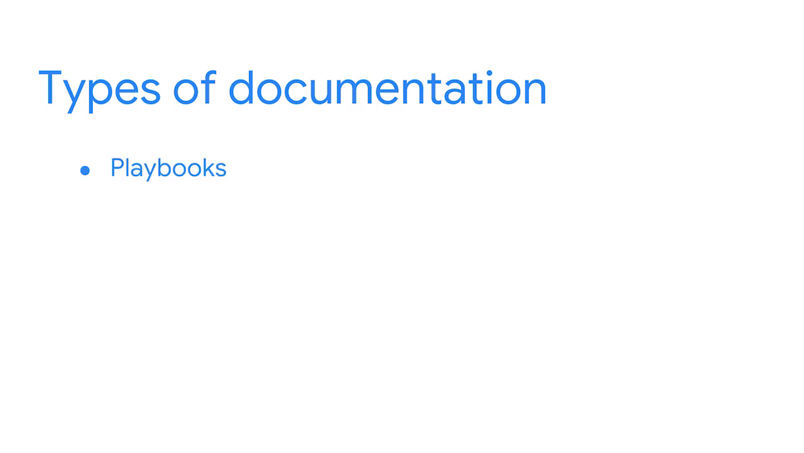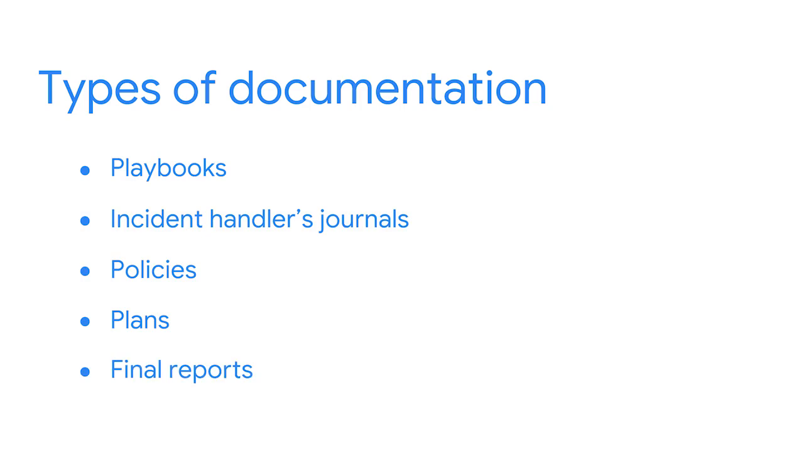There are also many types of documentation, and you may already be familiar with some of them from the previous lessons. These include playbooks, incident handlers' journals, policies, plans, and final reports. Remember, there isn't an industry standard for documentation, which means that one organization's documentation practices may look completely different than another's. Often, organizations will tailor their documentation practices according to their needs and legal requirements. They may add, remove, or even merge documentation types.